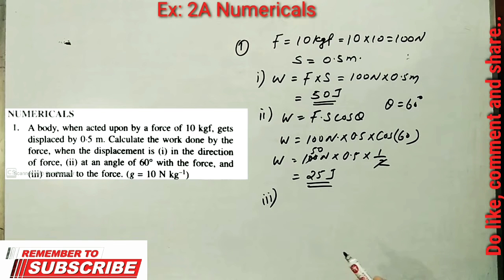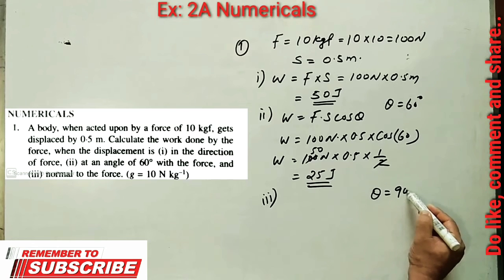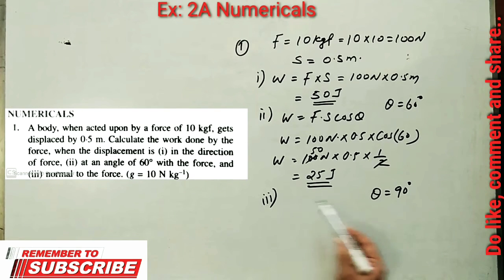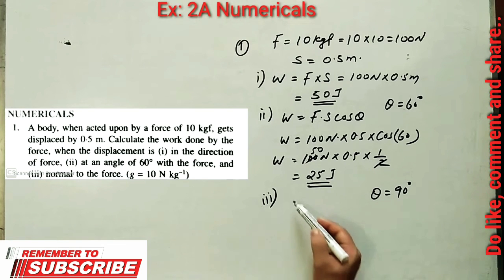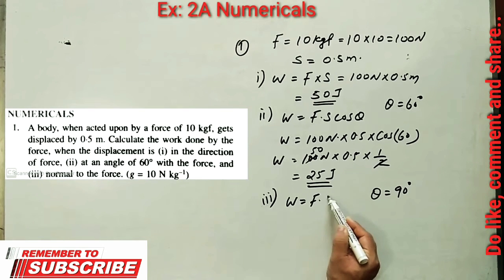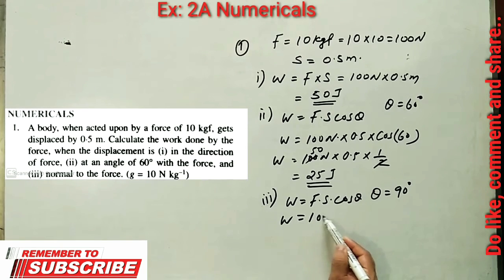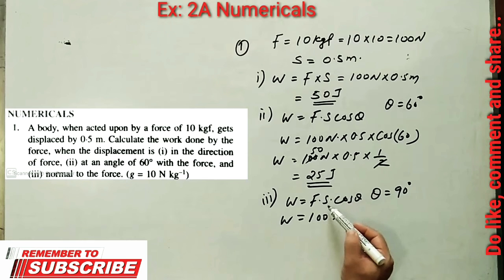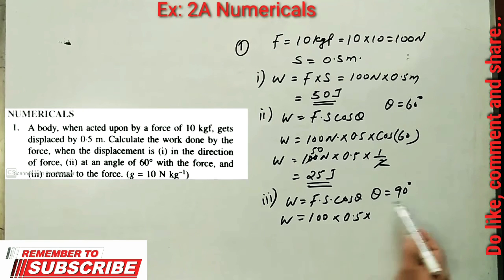The third part of the question is the work done when the displacement is normal to the force. Here theta is equal to normal, that is 90 degree. So work done is equal to Fs cos theta. W is equal to force, which is 100, into displacement S, which is 0.5, into cos 90. What's the value of cos 90 here? Cos 90 is 0.